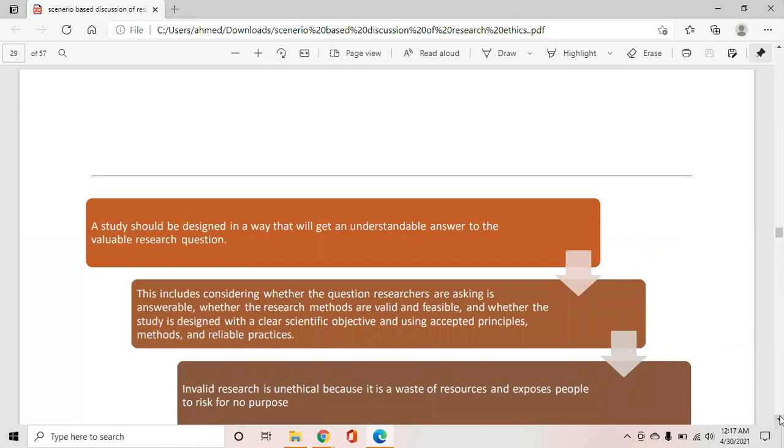A study should be designed in a way that will get an understandable answer to the valuable research question. This includes considering whether the question researchers are asking is answerable, whether the research methods are valid and feasible, and whether the study is designed with a clear scientific objective and using accepted principles, methods, and reliable practices. Invalid research is unethical because it is a waste of resources and exposes people to risk for no purpose.